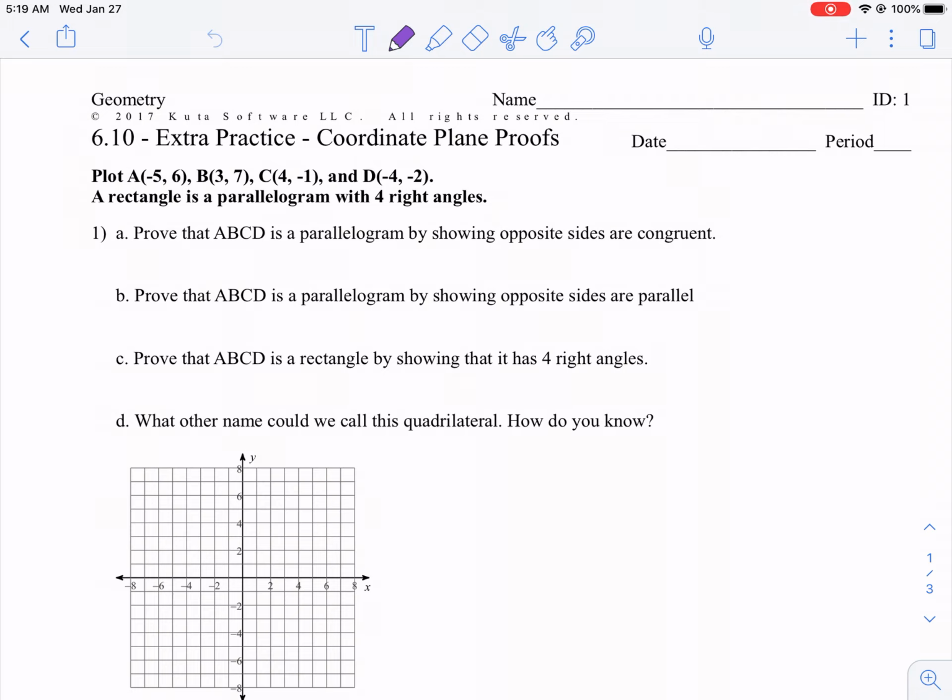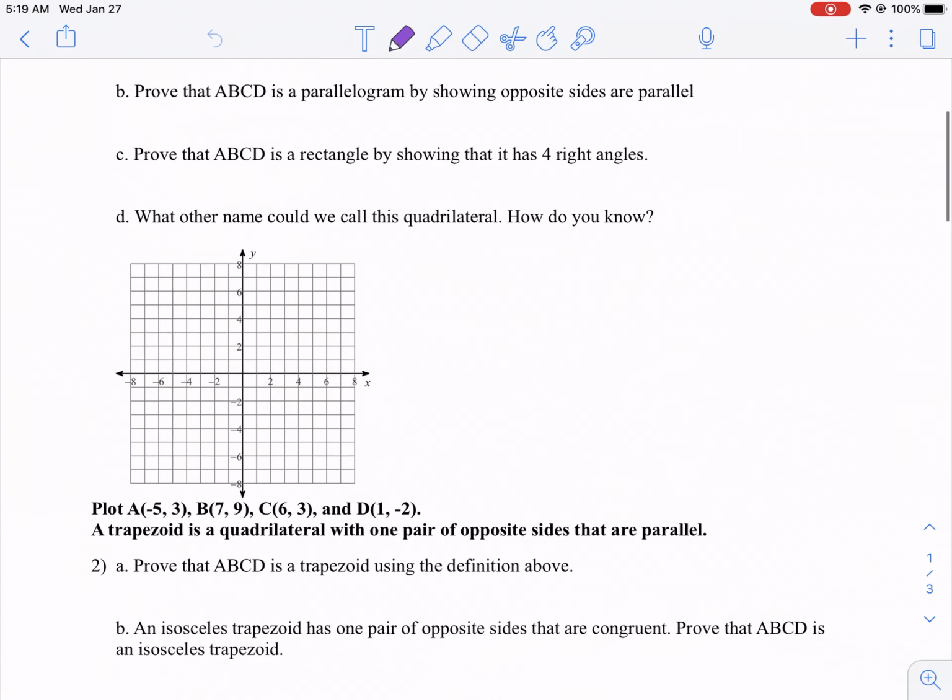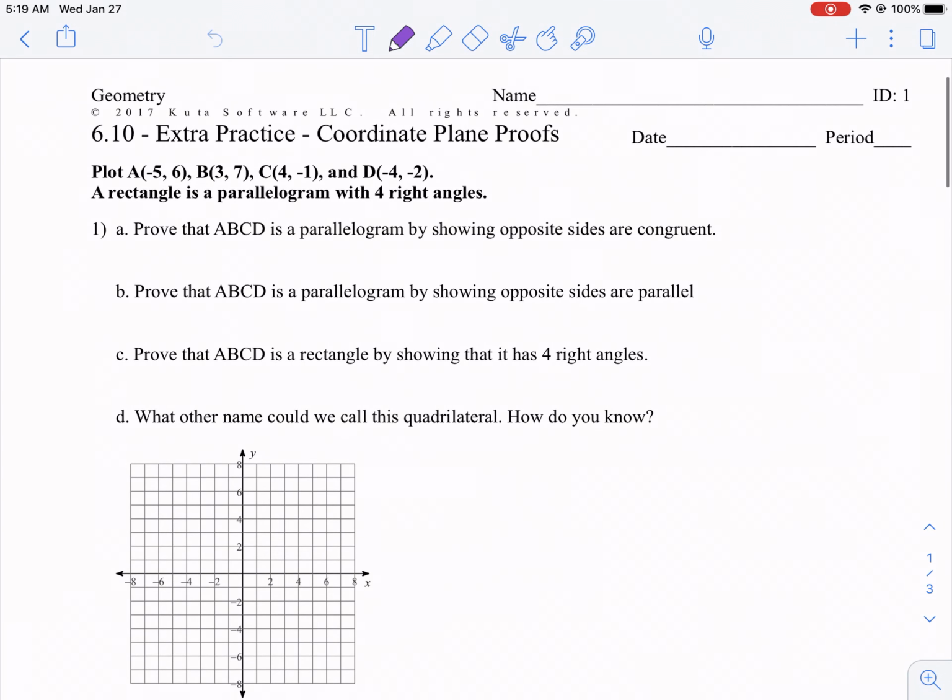We're going to be doing coordinate plane proofs. This is actually a really good section because it goes over a variety of topics that you probably have covered throughout the whole year. This is going to be a longer video. I'm guessing I'm going to have to split it up into two parts, but this worksheet is excellent. So I just thought I'd go ahead and show you guys this.